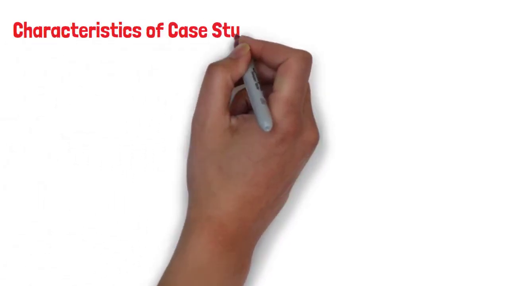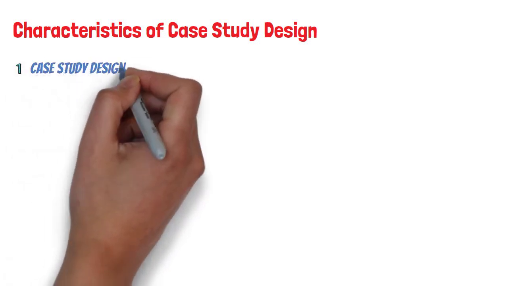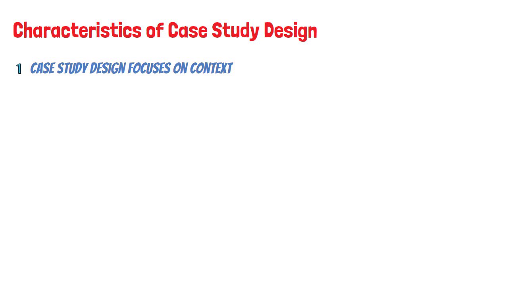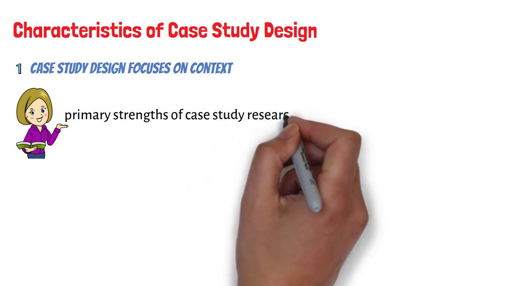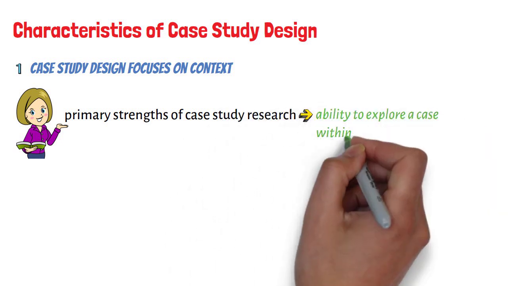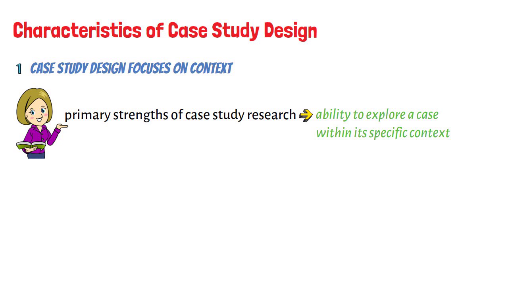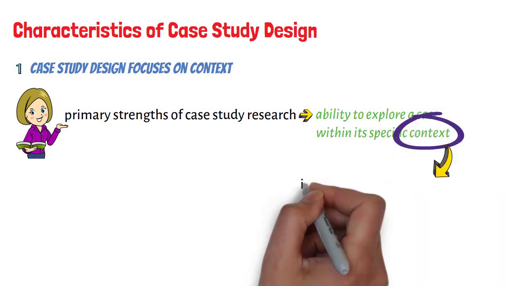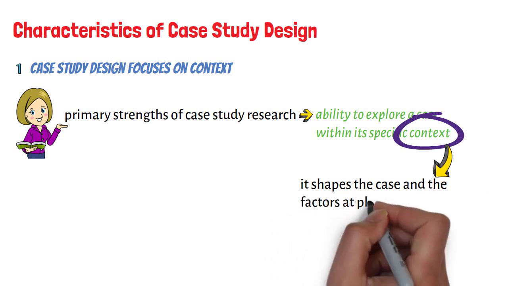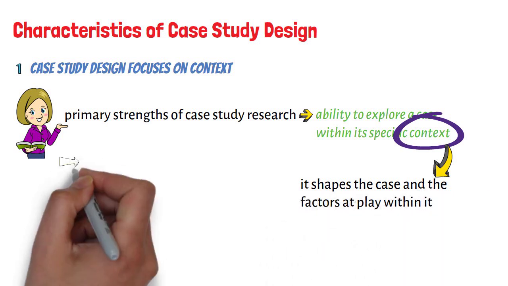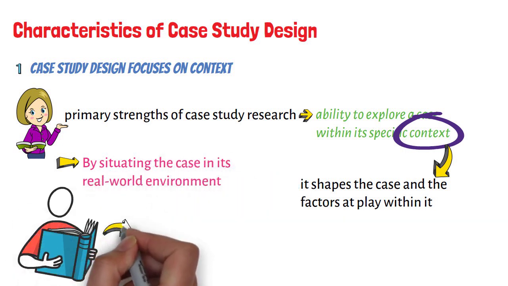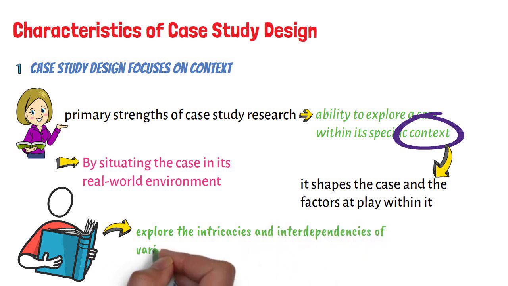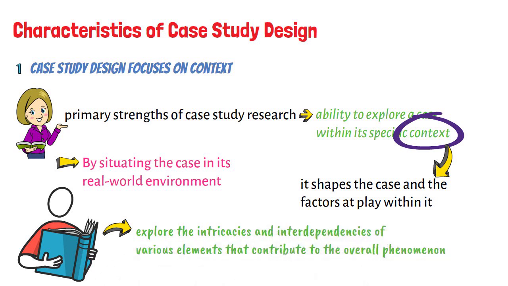Characteristics of case study design. First, case study design focuses on context. Indeed, one of the primary strengths of case study research is its ability to explore a case within its specific context. The context is crucial because it shapes the case and the factors at play within it. By situating the case in its real-world environment, the researcher can explore the intricacies and interdependencies of various elements that contribute to the overall phenomenon.